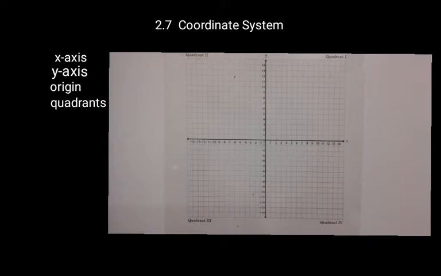And the intersection of these two lines makes four sections, and they're called quadrants. Quadrant 1 is above the x-axis, to the right of the y-axis. Quadrant 2 is above the x-axis and to the left of the y-axis. Quadrant 3 is to the left of the y-axis and below the x-axis. And quadrant 4 is below and to the right. Notice that they are notated with Roman numerals. Quadrant 1, 2, 3, and 4. X-axis, y-axis, origin.